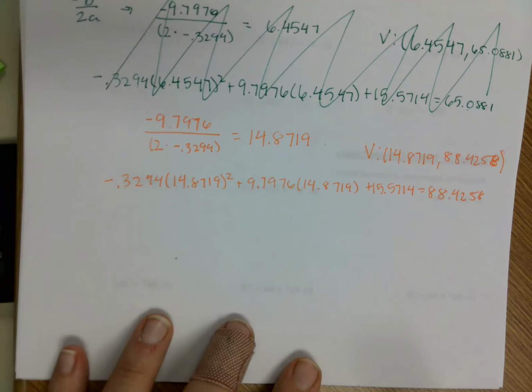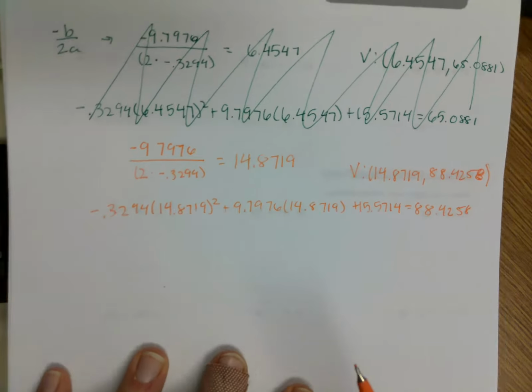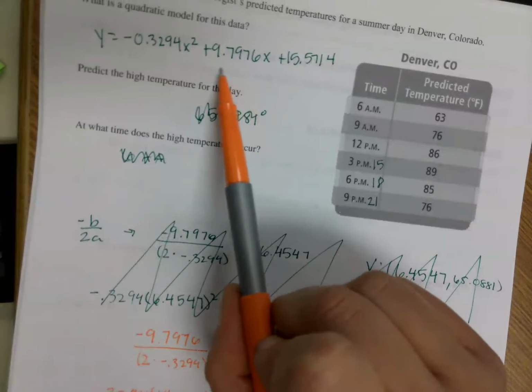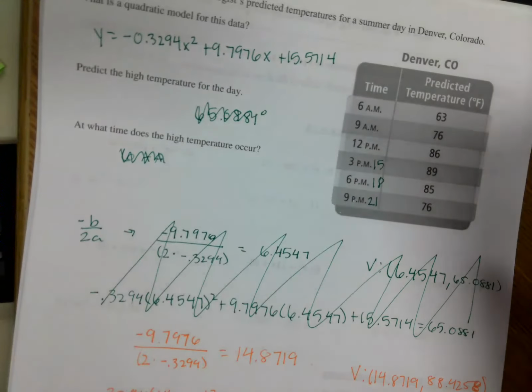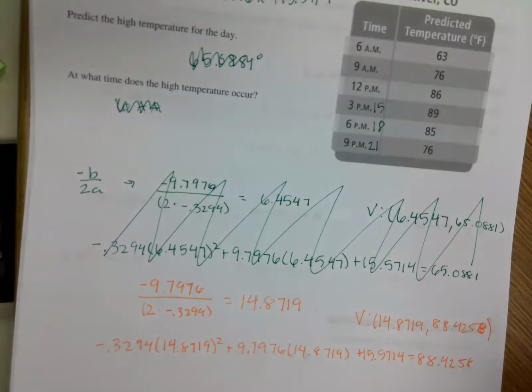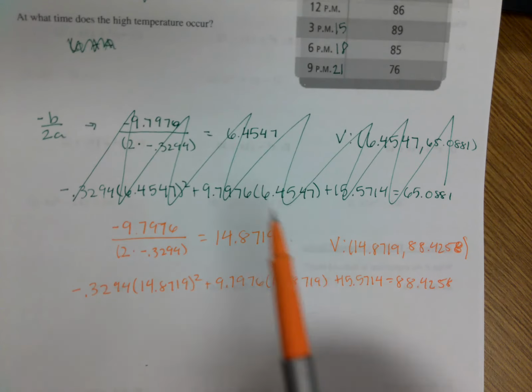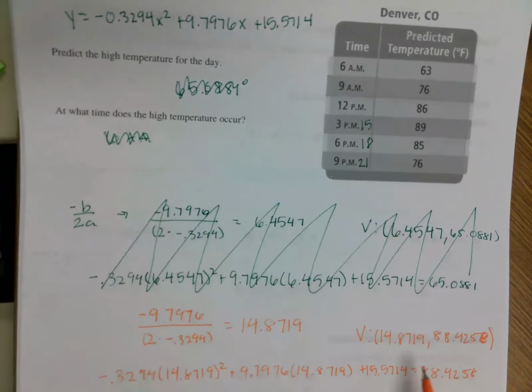How did I know that was wrong? How was I like, something doesn't seem right? Well, because when I look back at this chart, this should be pretty close to what this represents. And it didn't make sense that my highest temperature was 65 degrees. So going back now here, 14, predict when the highest was.